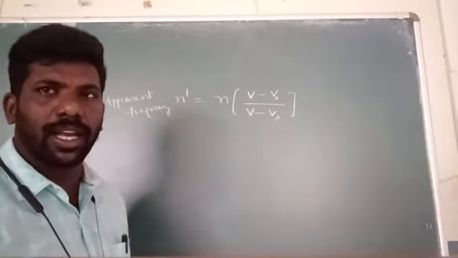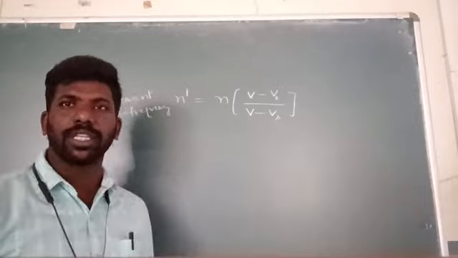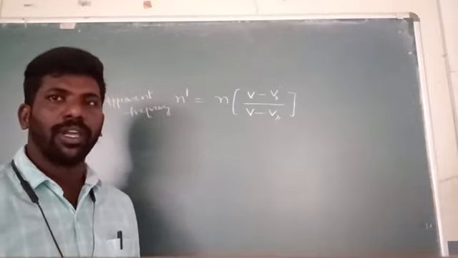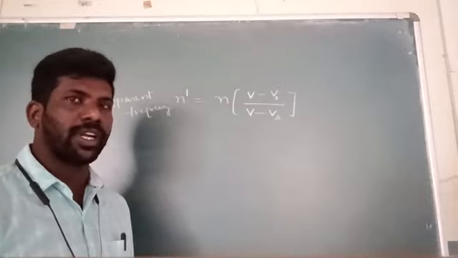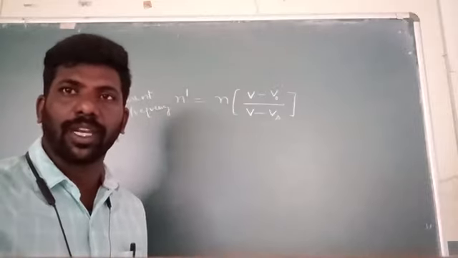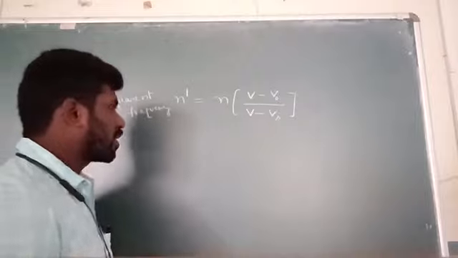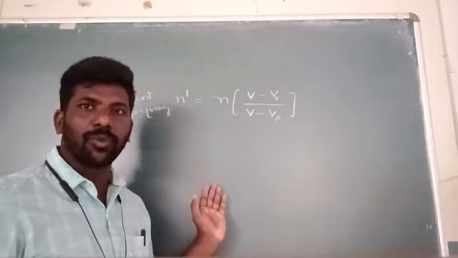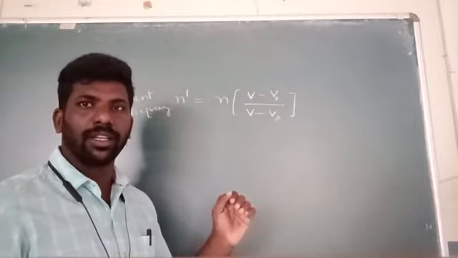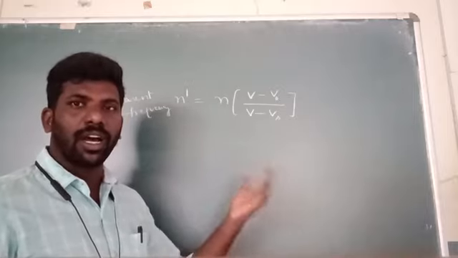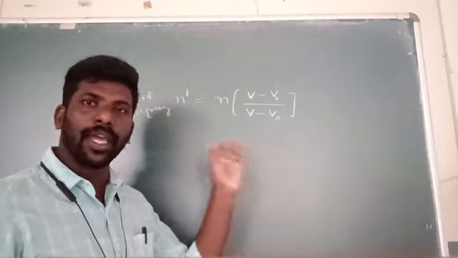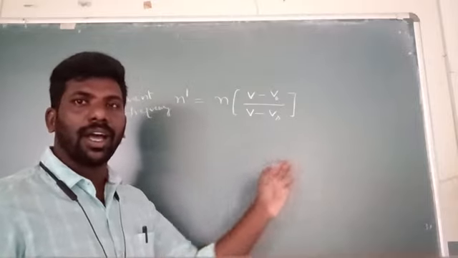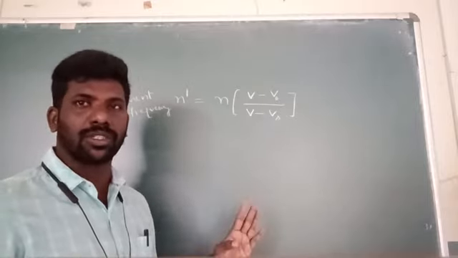Already in the previous class we discussed the sign conventions. Based on the sign conventions we learned different cases for the Doppler effect. In the previous session, either the observer is moving or the source is moving. In the different cases, the observer is moving, the source is behind the observer, or the observer is behind the source.